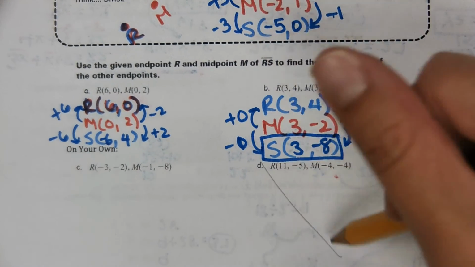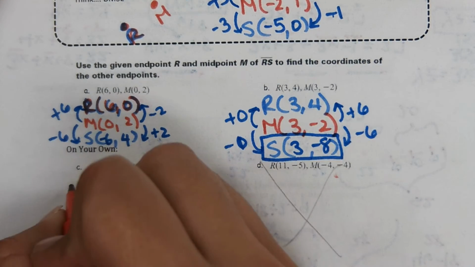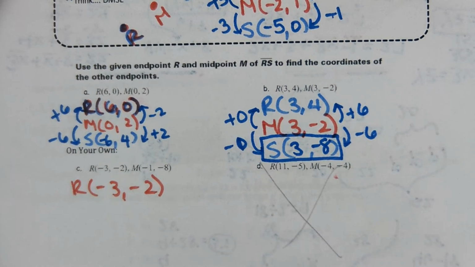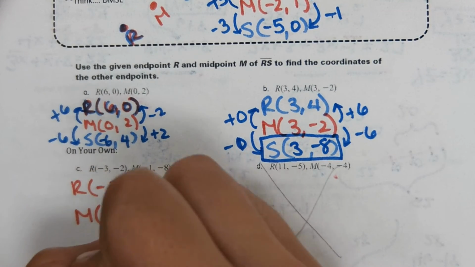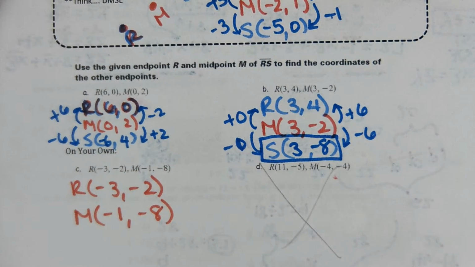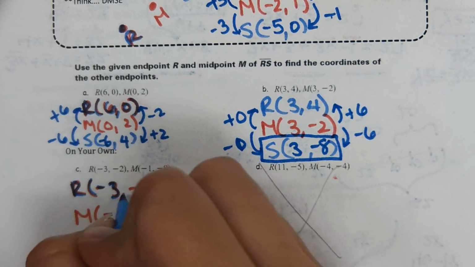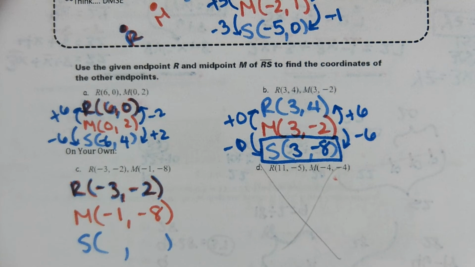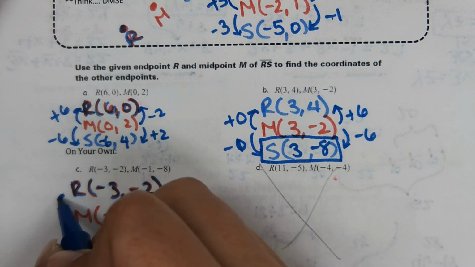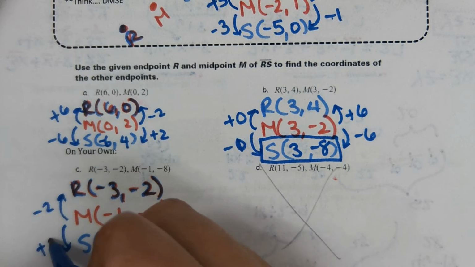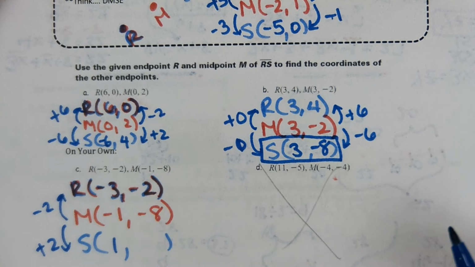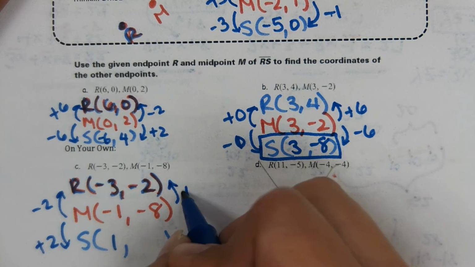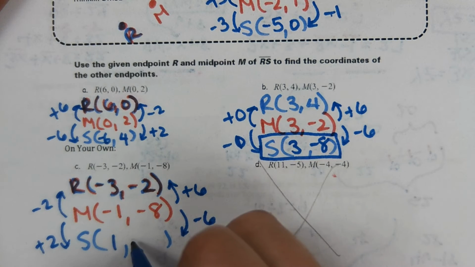One more, we're going to do C and then we'll skip D. Okay. R is at (-3, -2), and the midpoint is at (-1, -8). And then S. Okay, so -1 to -3, that would be -2, so then we have to do +2. So that'd be 1. And then from -8 to -2, that would be +6, so then I have to go -6 here, -14.